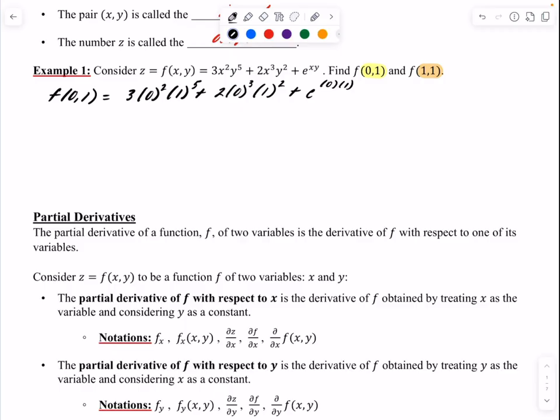Now that I've plugged in 0 and 1, I can continue the arithmetic. This first term will be 0. The second term will also be 0. And then I will have e to the 0. Any number or variable to the 0 power is just 1. So that is my output number for my input pair of 0, 1. I'm going to repeat the same thing now with 1, 1.